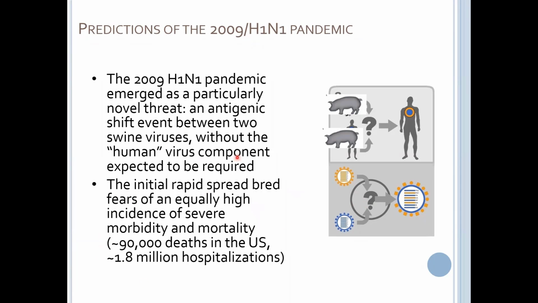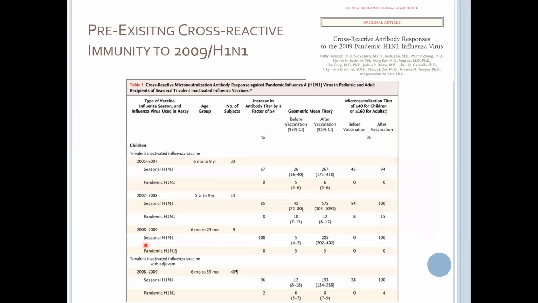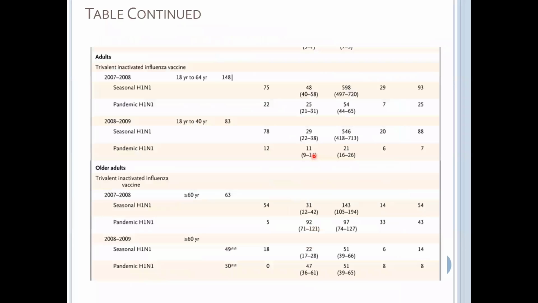And this created a ton of panic because the thought was nobody has protection to this, and it's going to cause 100,000 deaths in the US alone in the first couple of months. Again, that didn't happen. And the reason was that an important group of people, the elderly, had pre-existing cross-reactive immunity to the 2009 H1N1. You can see that here, looking at antibody titers in people prior to vaccination with the 2009 H1N1 vaccine. Higher numbers mean higher titers, and 40 is generally considered a protective level. And so nobody here is protected prior to vaccination.